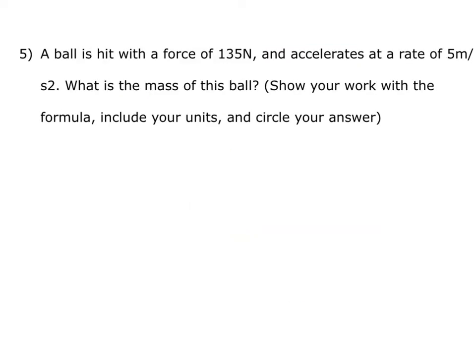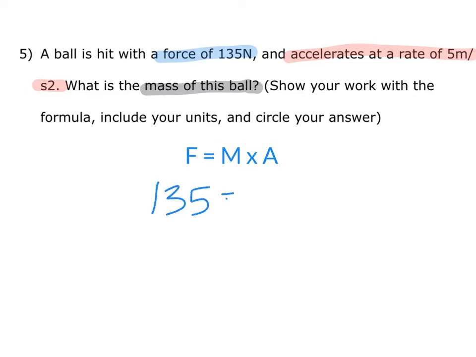Number 5 says a ball is hit with a force of 135 newtons and accelerates at a rate of 5 meters per second squared. What is the mass of the ball? So it's given you the force and the acceleration. So force is 135. So that goes under the F. Acceleration is 5, so that goes under the A. And you're solving for mass.